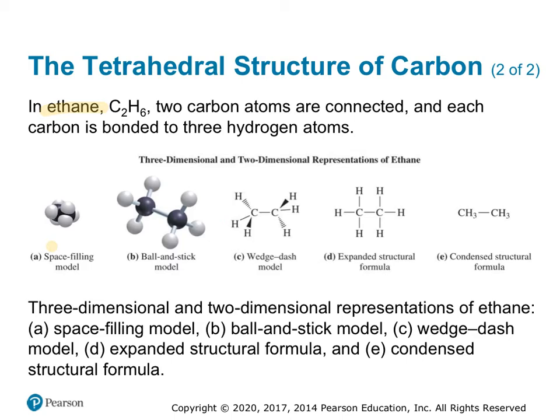of the paper. The expanded structural formula, this is the one we'll use the most, showing the two carbons, each having 3 hydrogens around it. Then the condensed structural formula showing the bonds between the carbons, but not the actual bonds between the hydrogens.